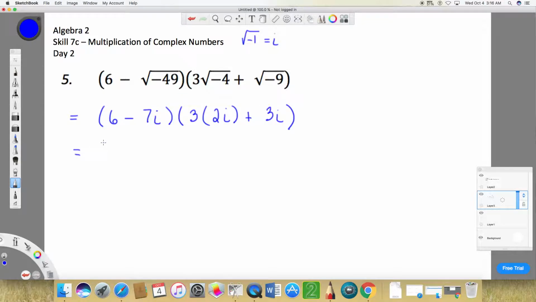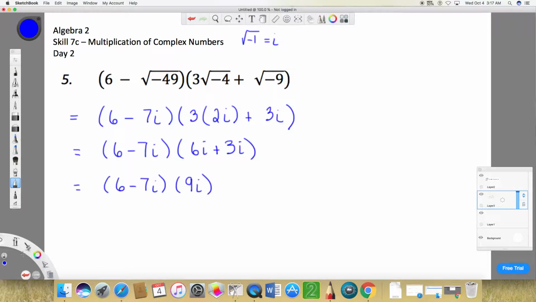So we have 6 minus 7i times 6 i's plus 3 more i's. Now, I remember that some students went ahead and jumped in and did the table here, but when you have 6 i's plus 3 i's, you can combine those and look at this as 6 minus 7i times 9i.